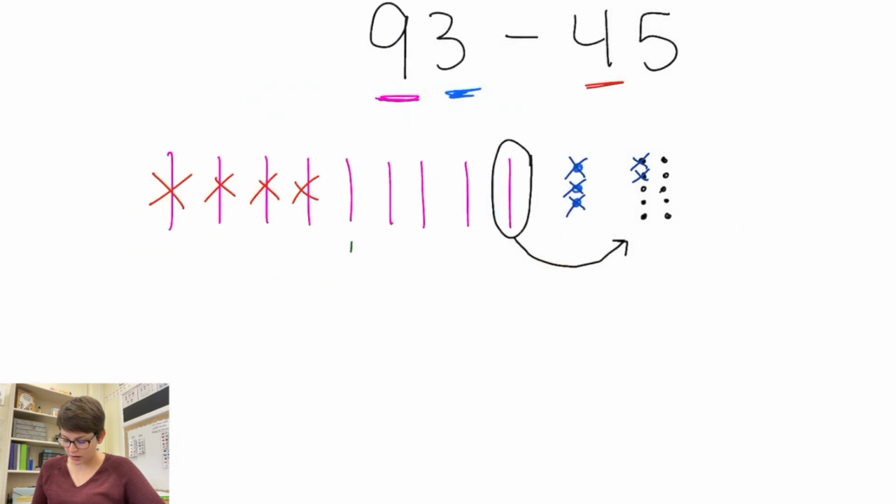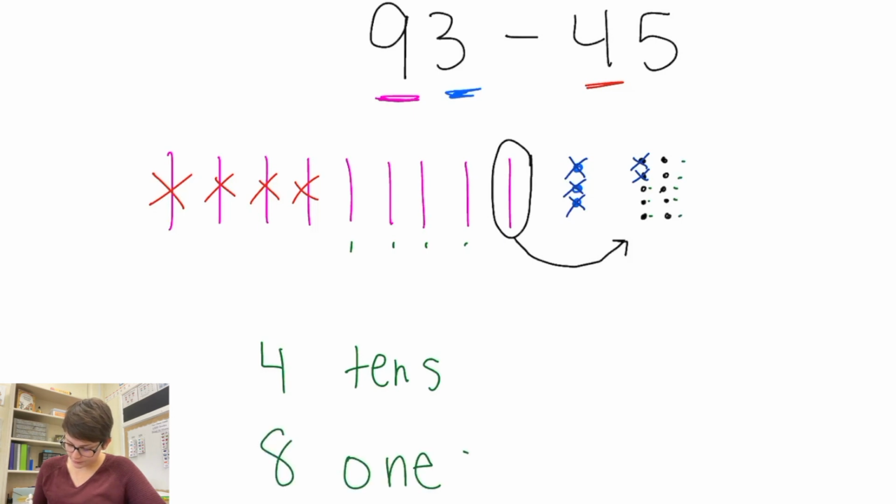Now I count up. How many do I have left? 1, 2, 3, 4. 4 tens. And we have 1, 2, 3, 4, 5, 6, 7, 8. 8 ones. So our answer is 48. So that is a way that we can use base 10 notation when we don't have the blocks available.